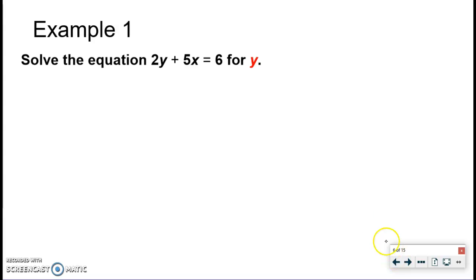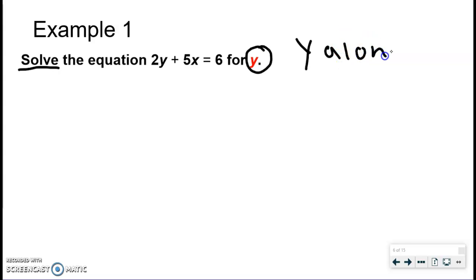So here's an example of this. Taking a look, it says solve the equation, and we're going to solve it for y. So that means I want y alone on one side of the equation, nothing else beside it. I don't want necessarily y equals 2. I just want everything on the other side from it.